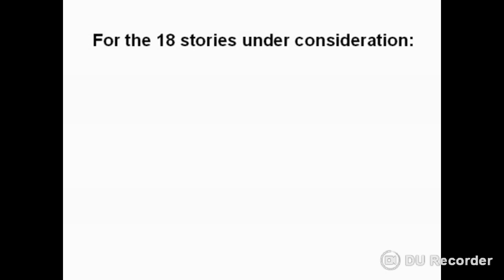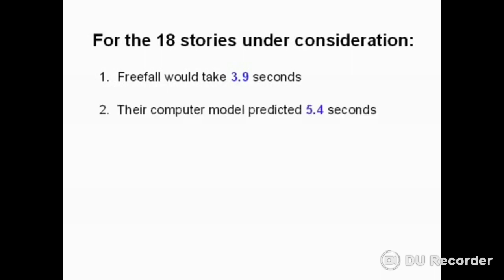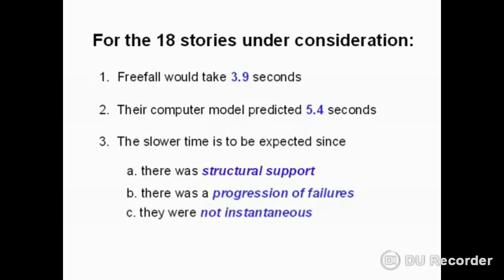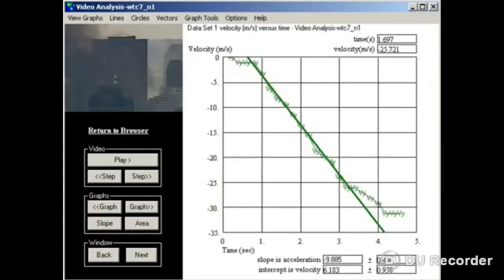Buried in all that verbiage, what Dr. Sundar is saying is free fall for the 18 stories under consideration would have taken 3.9 seconds. However, their computer model simulating collapse required 5.4 seconds. The slower collapse time was to be expected, since there was structure supporting the building as it fell, slowing the fall, that there was a progression of failures that had to take place, and that these were not instantaneous. All of this makes sense as long as you don't look at the evidence.